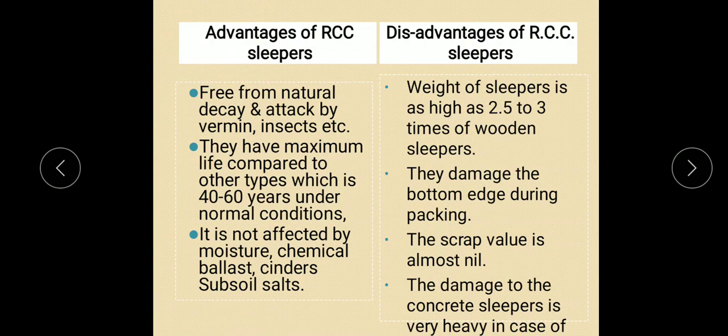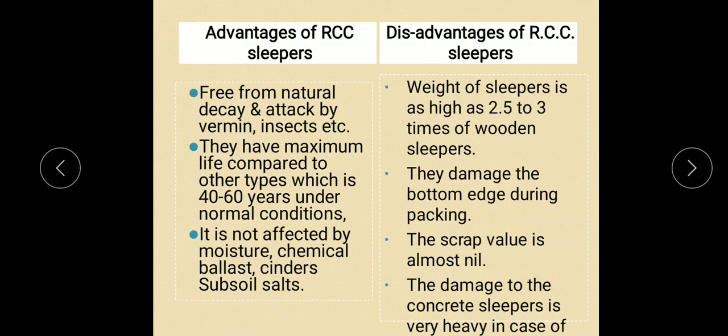If we see the advantages of RCC sleepers, RCC sleepers are free from natural decay and attack by vermin, insects, etc. The concrete sleepers have maximum life as compared to other types, which is 40 to 60 years under normal conditions. And RCC sleepers are not affected by moisture, chemicals, ballast, cinders, subsoil, salts, etc.